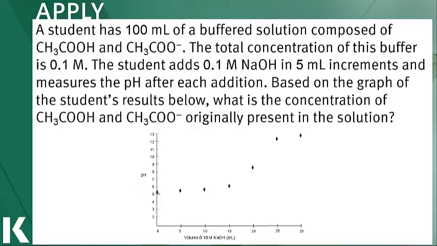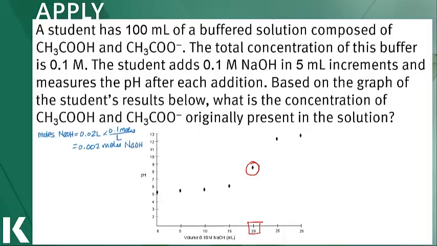So I'm going to look, and I see after 5, 10, and 15 mLs, there's not a big change in pH. But all of a sudden, when I add 20 milliliters of my sodium hydroxide, I get this huge jump in pH. That means that is the volume that I'm going to use. So I come down here, and I notice that the volume is 20 milliliters of 0.1 molar sodium hydroxide.